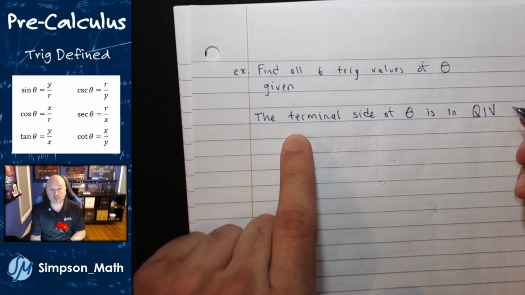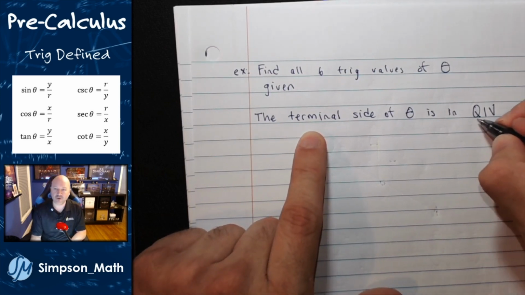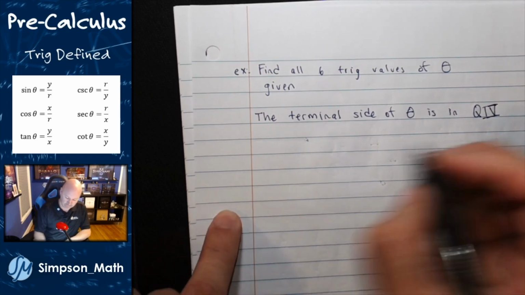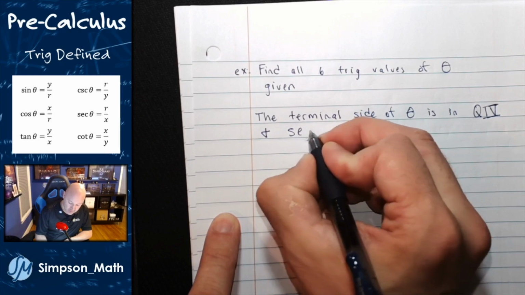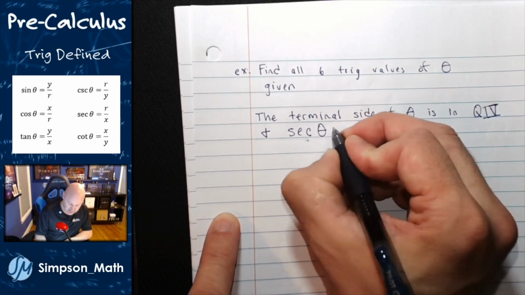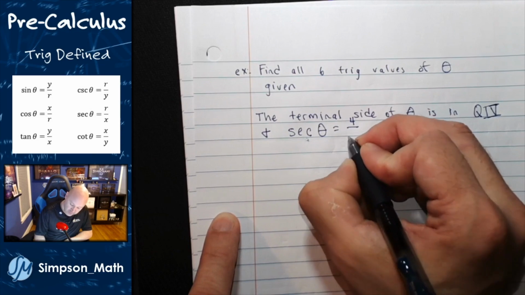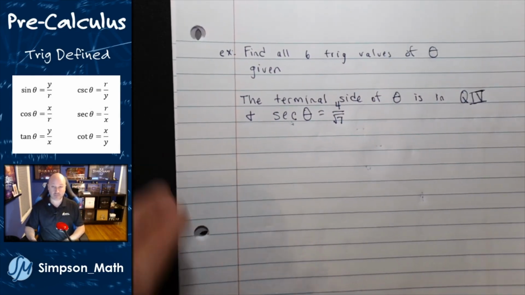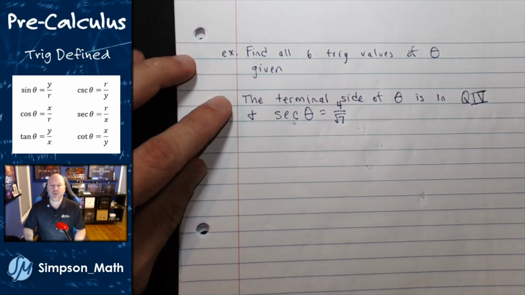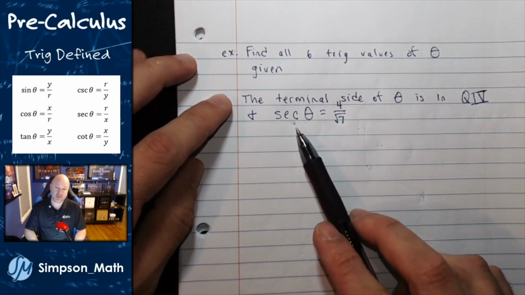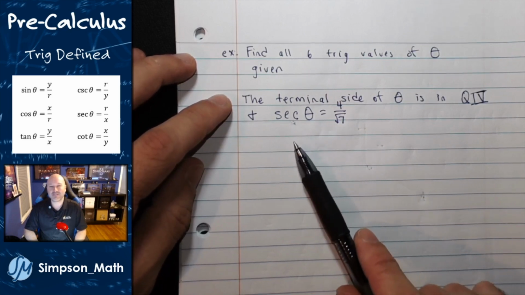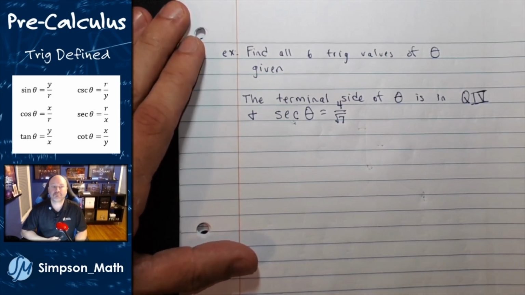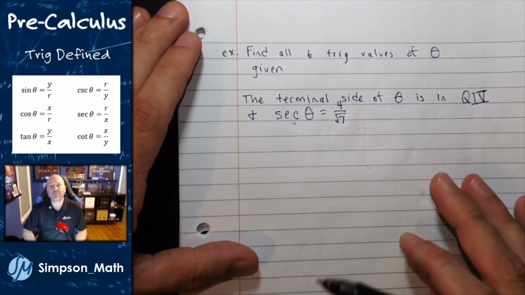We're given that the terminal side of theta is in quadrant 4. So that's quadrant 4. And we know one more thing. We know one of the trig functions. Secant of theta is 4 over the square root of 7. So they gave me one of the answers, but I need the 5 others, and I happen to know that the terminal side is in quadrant 4. Pause, see if you can get the problem set up.